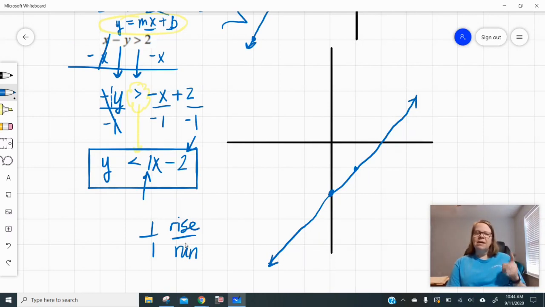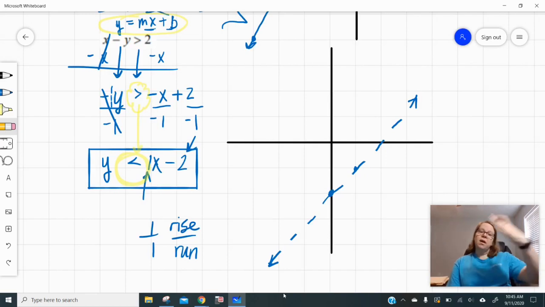Now, was that right? Let's look back and see. This was less than. It's not equal to. Notice that it's not an equal to. So, no, it's not right. I need to go in and make this a dashed line. And so now that it's dashed, that shows that the solutions are not on the line. They come right up to the line, but the line is sort of the dividing point, and it doesn't include those points that are on the line.